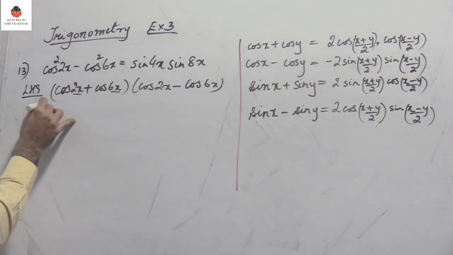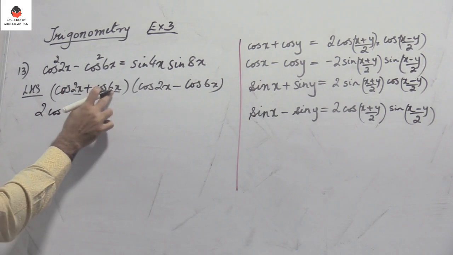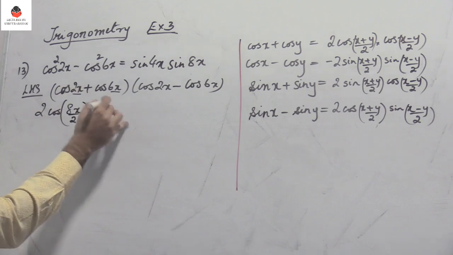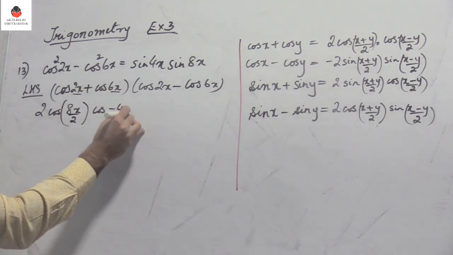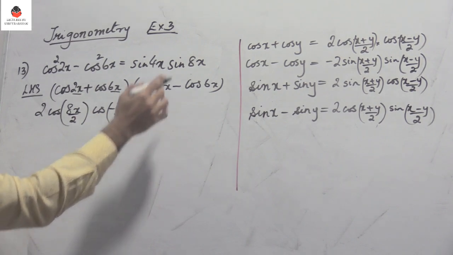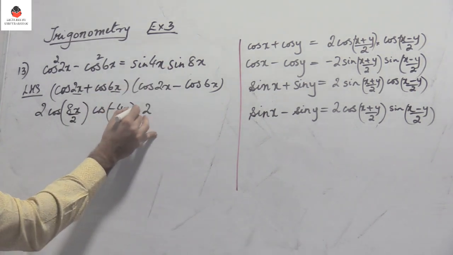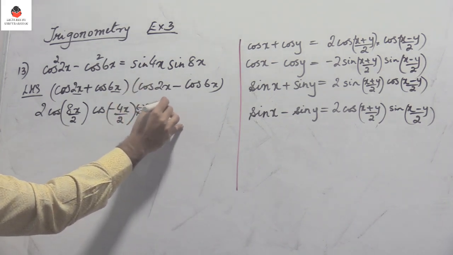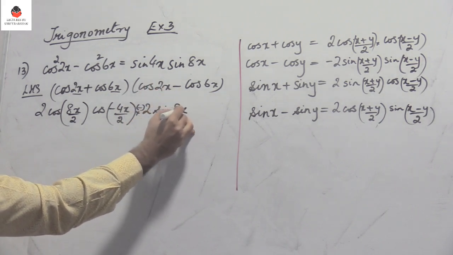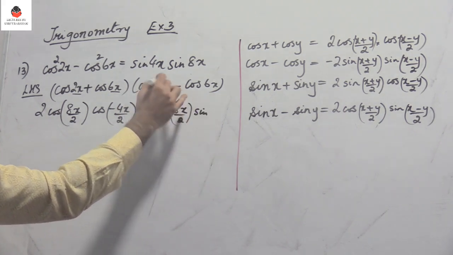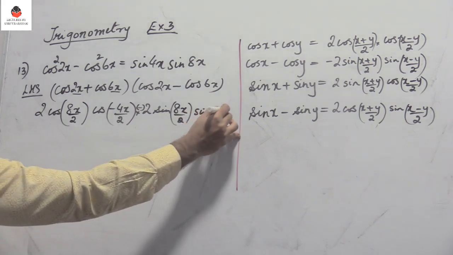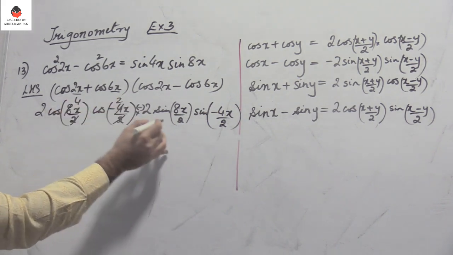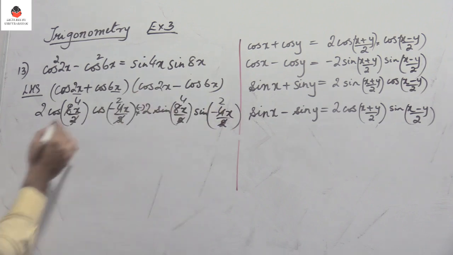So the first formula here, we get 2 into cos 2x plus 6x, which is 8x by 2, into cos 2x minus 6x, which is minus 4x by 2, into the second formula. I have a minus sign here, so let me include a minus sign. Sine 2x plus 6x, which is 8x by 2, and sine 2x minus 6x, which is minus 4x by 2. So the 4s and the 2s.